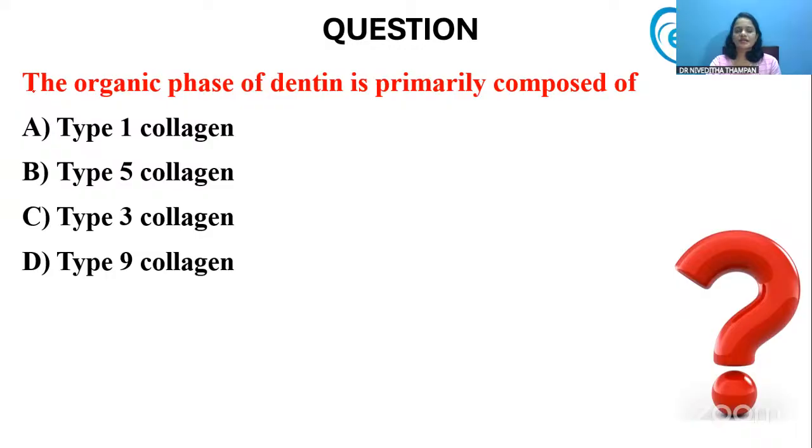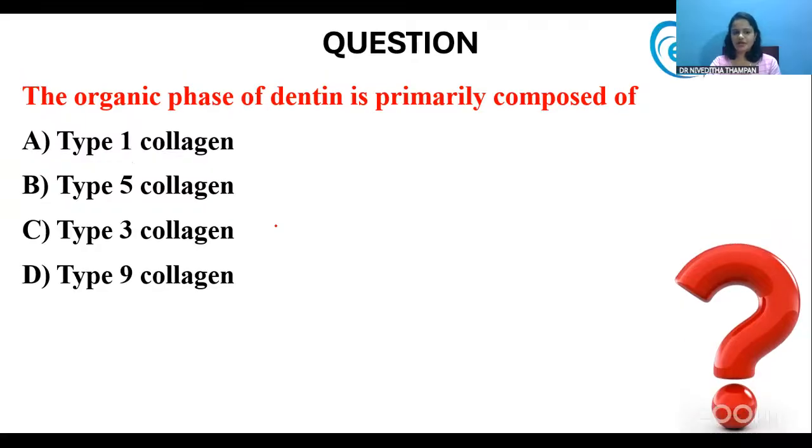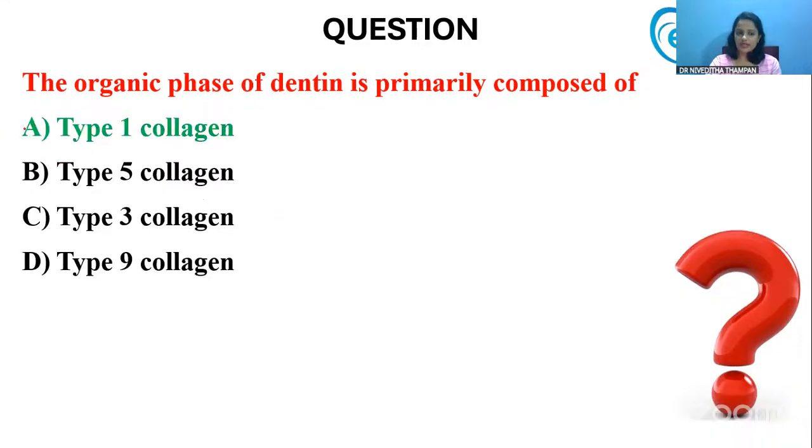Now, the next question. The organic phase of dentine is primarily composed of which type of collagen fibers? Is it type 1, type 5, type 3, or type 9? Again, the organic phase of dentine is primarily composed of type 1 collagen. Okay, it's type 1 collagen.